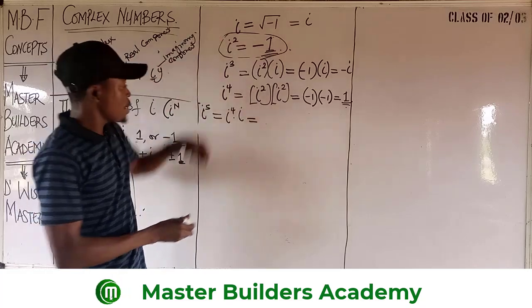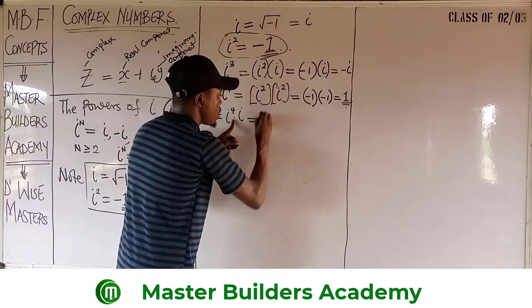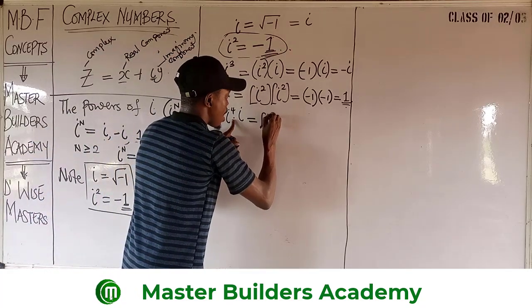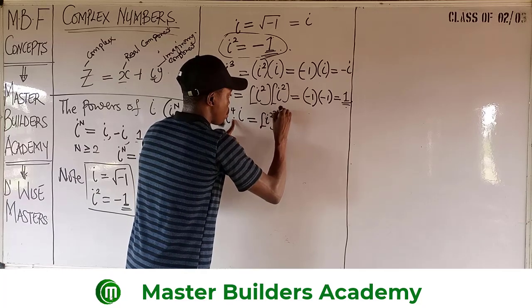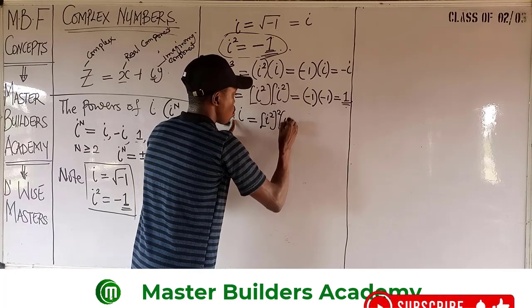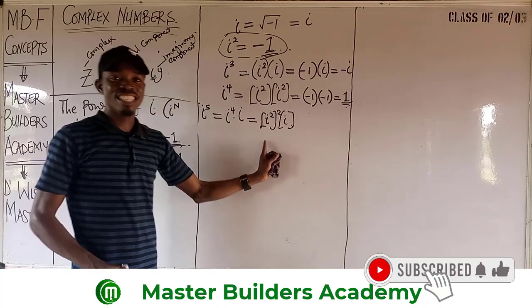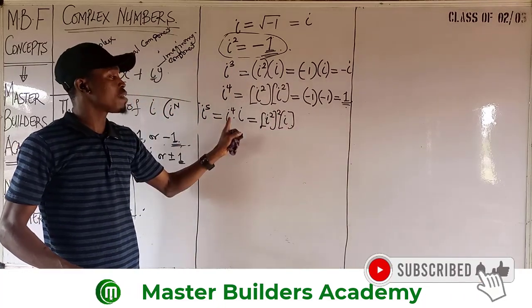This is our benchmark. Remember that i raised to the power of 4 is the same thing as i squared raised to the power of 2, an extension. 2 multiplied by 2 gives us 4.